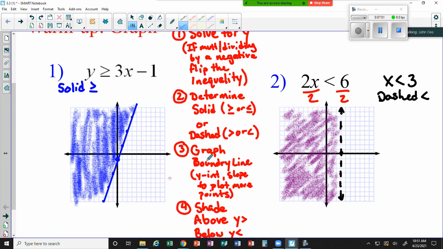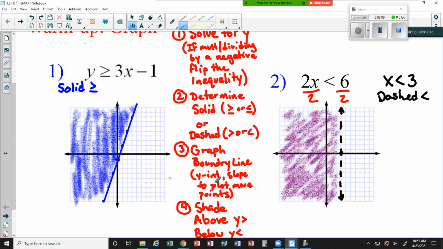Then you have to graph the boundary line. Here I started with my y-intercept at -1, went up 3, right 1, up 3, right 1, up 3, right 1. Ran out of room, so I went down into the left. Down 3, left 1, down 3, left 1. I drew my boundary line in.